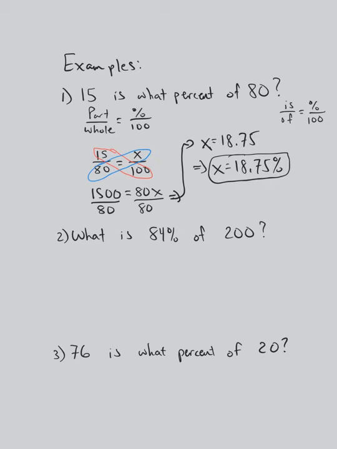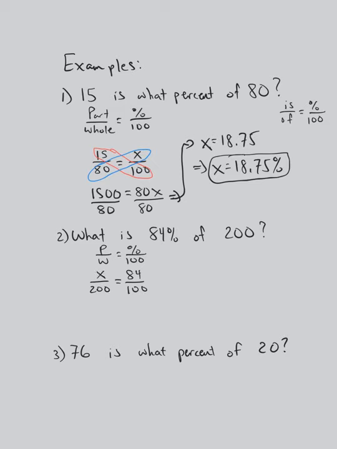All right. Now, for problem 2, we have: what is 84% of 200? So we have the idea of the part over the whole is equal to the percent out of 100. The percentage is given to us, so we have 84 over 100. And then we're talking about something out of 200, so my whole is going to be 200. What we're trying to find is the part.